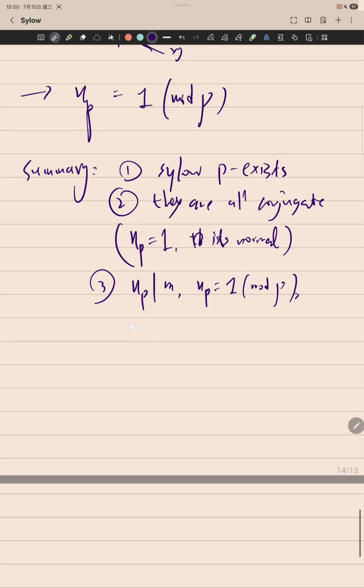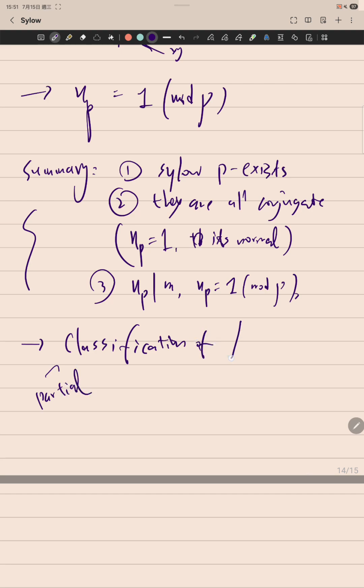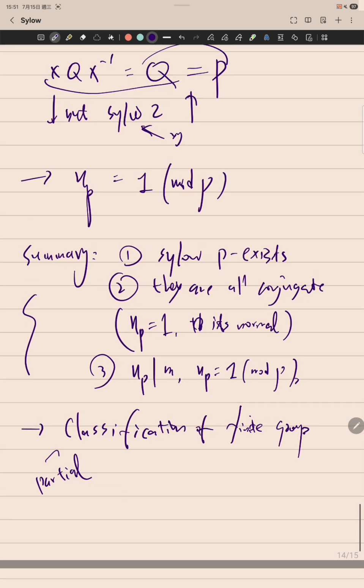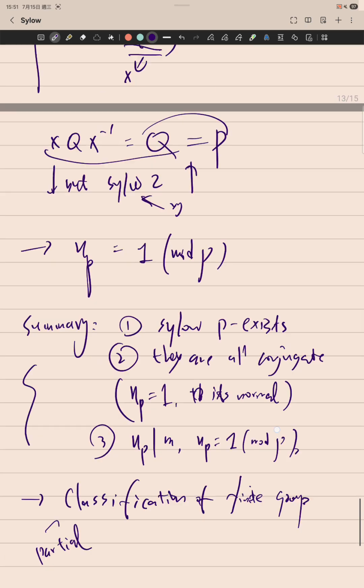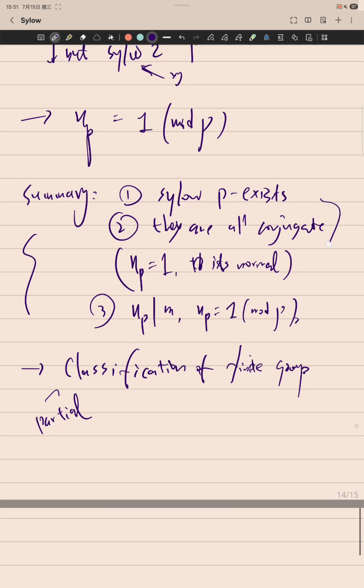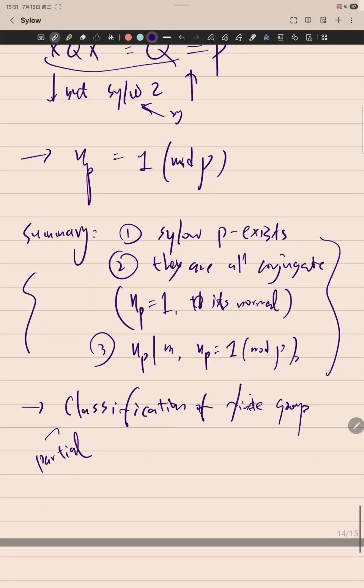Okay, so next time we will use these 3 theorems and we get a small classification, a partial classification of finite groups. So we can classify some particular finite groups. If their order is very typical or only contains a small number of prime factors, then one can use these 3 theorems, which will tell you some structure of the finite group.